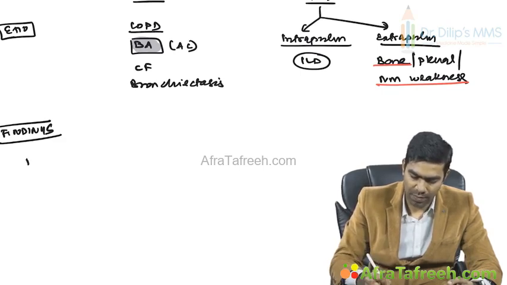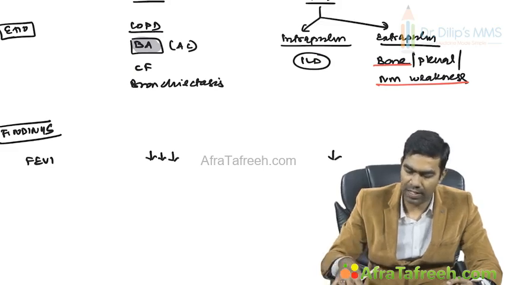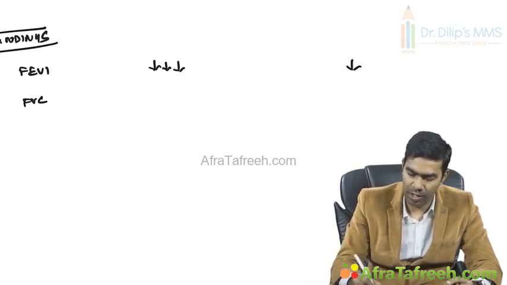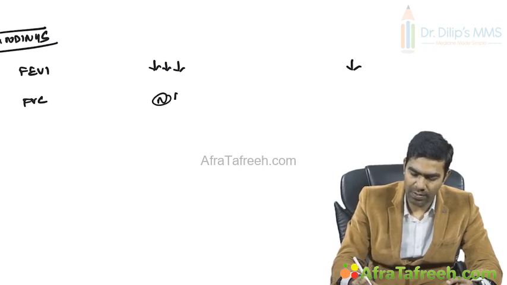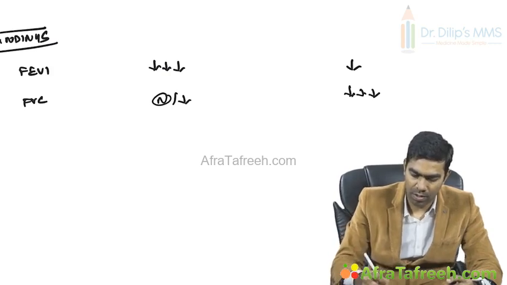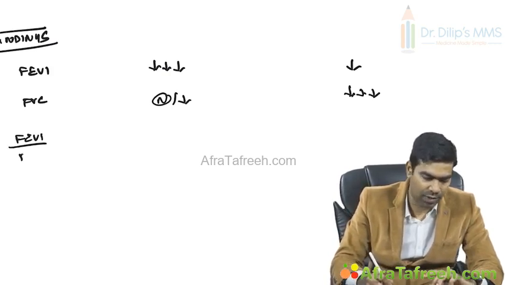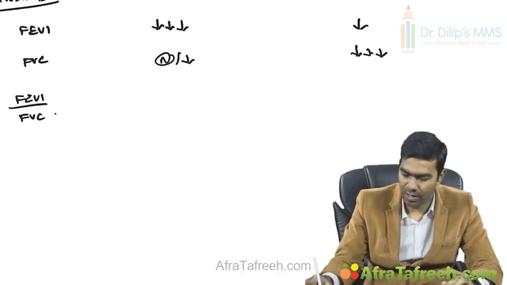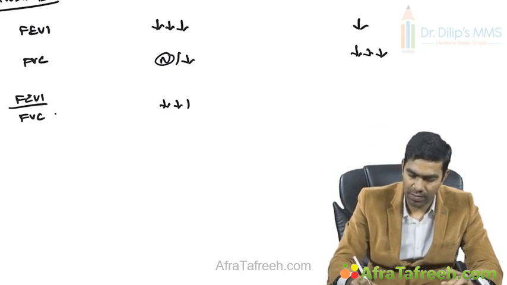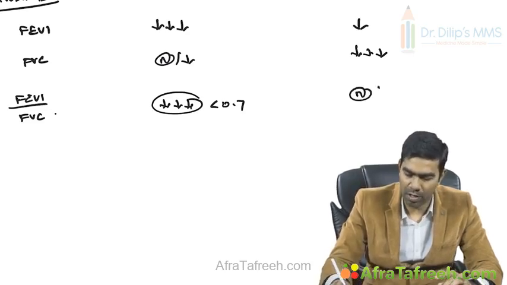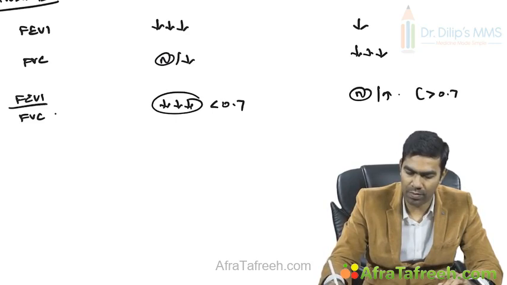So what will happen in FEV1? I told you FEV1 will be dramatically decreased in obstructive lung disease, whereas it will be decreased in RLD, but not that much. FVC will be usually normal, or only a mild decrease will be there, whereas here there will be a dramatic decrease. Very important. So what will be the FEV1 by FVC, the Tiffeneau index? We have seen this many times. In obstructive lung disease it will be severely decreased, less than 0.7. Whereas in a restrictive lung disease it can be normal or even increased, which means it will be more than 0.7. That's the most important point.